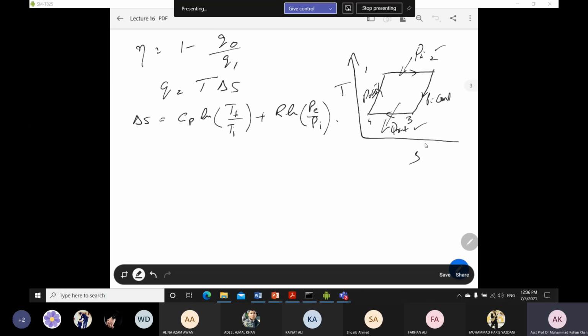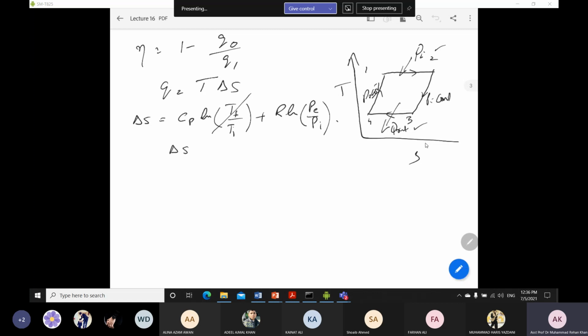Okay, if it is an isothermal process, because we are talking about processes 1 to 2 and 4 to 3, these are isothermal processes, so this term automatically eliminates, because in the isothermal condition Tf and Ti are equal. So now we can say that delta S is equal to minus R log of P final over P initial.